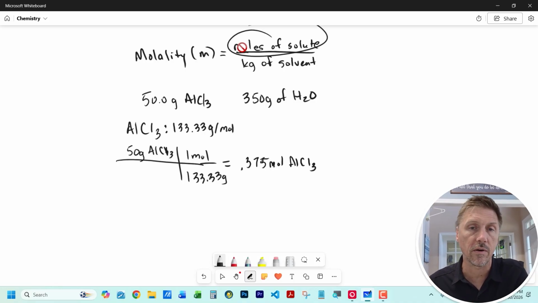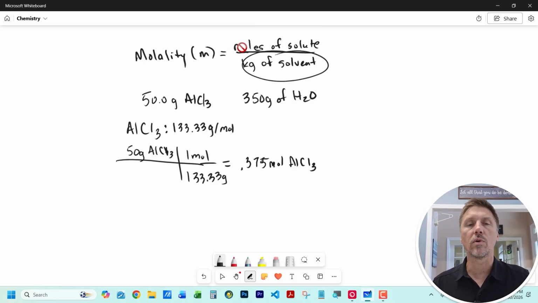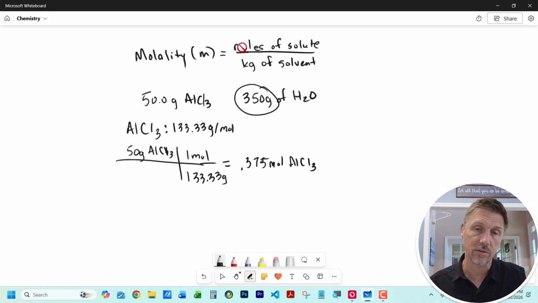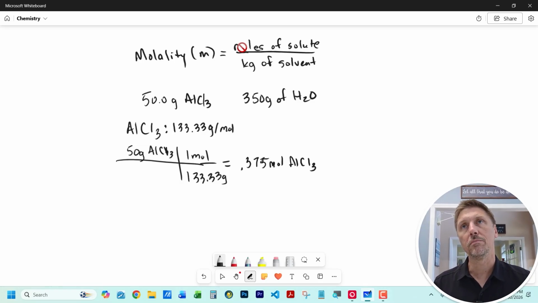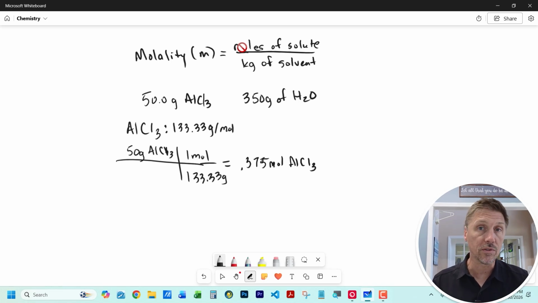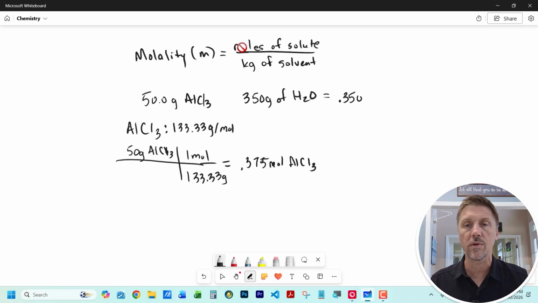That's the top part of our equation that we have here for molality. And the bottom part of the equation requires us to find the kilograms of the solvent. The solvent is H2O, but they did not give us kilograms. They gave us 350 grams. Well, similar to when we had milliliters before and we needed to convert to liters, we moved the decimal place 3 places to the left. We're going to do the same thing now. To go from grams to kilograms, we move the decimal place 3 places to the left. So this is going to be equal to 0.350 kilograms of H2O.